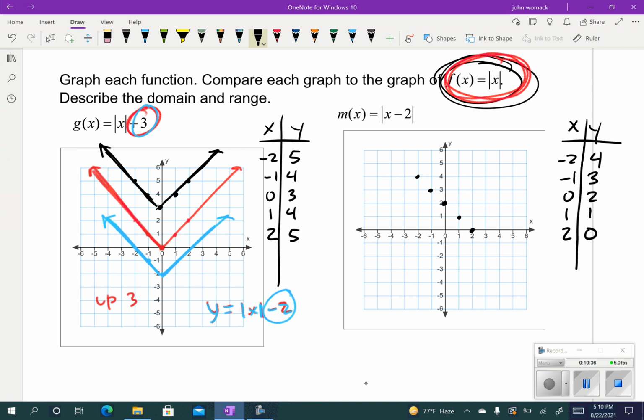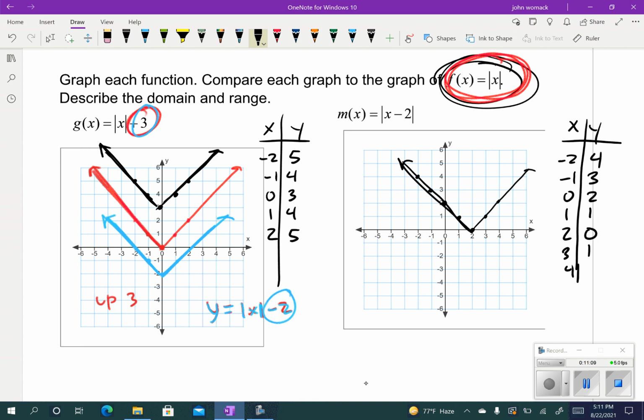Well, the issue with this is I know it has to be a V shape because it's absolute value, so I can't see where the vertex is. I'm going to keep going. Let's plug in 3, maybe 3 and 4, and see what happens. If I plug in 3, 3 minus 2 is 1. The absolute value of 1 is 1. If I plug in 4, 4 minus 2 is 2. Okay, now I can see that V shape. So this is what y equals the absolute value of x minus 2, or m of x equals the absolute value of x minus 2, looks like.